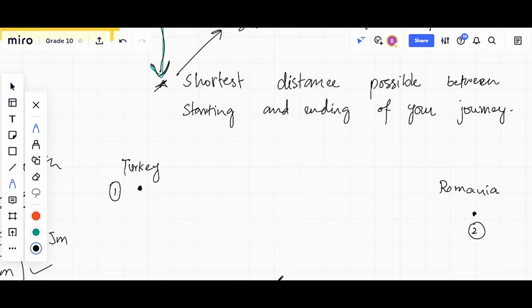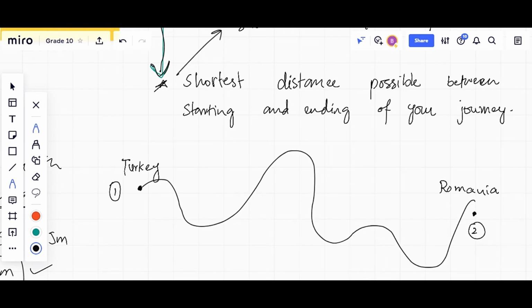If you want to take a road journey, or travel by road, there might be a road going in this particular shape. There are ups and downs, curves and turns in the road, and then you reach your final destination. This way, with ups and downs and curves all the way to Romania, is the whole journey. This is considered your length, the distance you're covering.